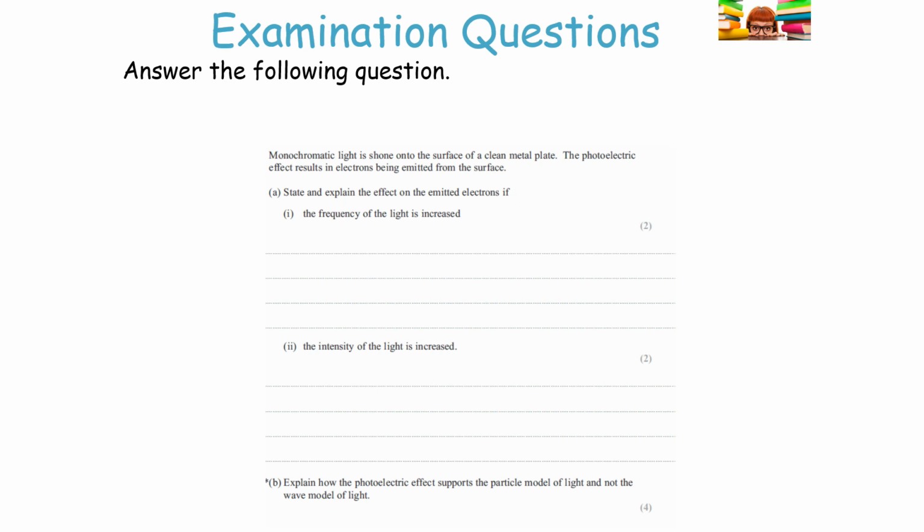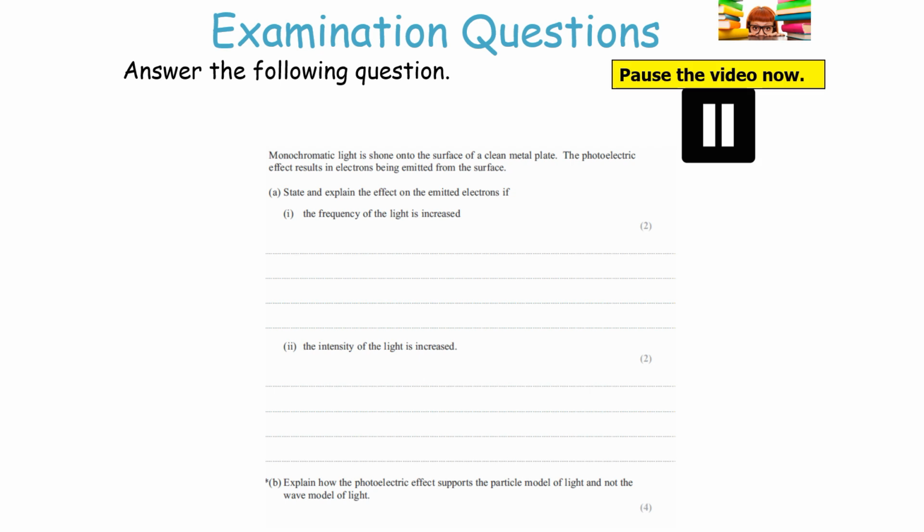Next question. Monochromatic light is shone on the surface of a clean metal plate. The photoelectric effect results in electrons being emitted from the surface. State and explain the effect on the emitted electrons if the frequency of light is increased, and if the intensity of light is increased, and explain how the photoelectric effect supports the particle model of light and not the wave model of light. So pause the video now, then unpause the video when you want to go through your answer.